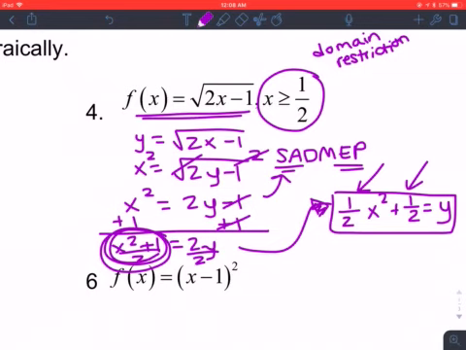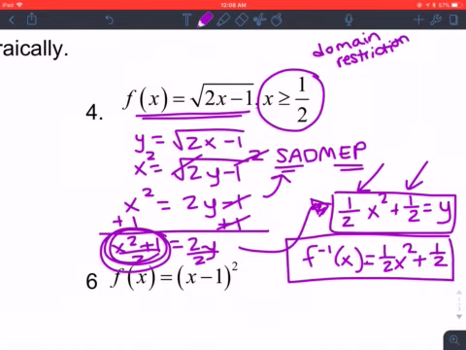Alright, the last thing we need to do is write it in function notation. So f to the negative 1 of x is equal to 1/2 x squared plus 1/2. I'm just rewriting the function with that function notation.